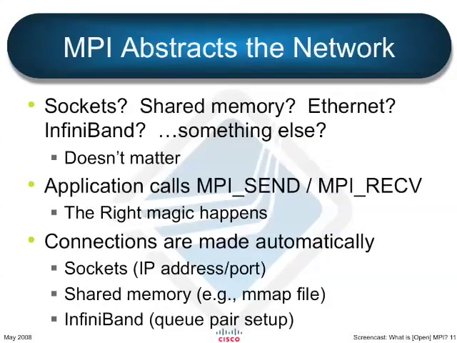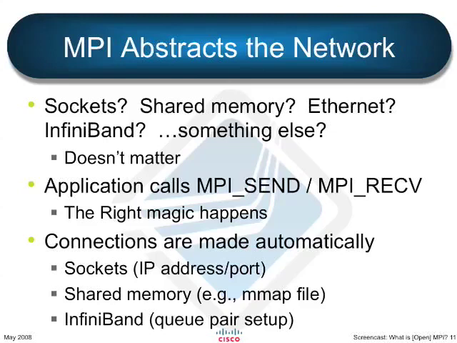Now, as I also mentioned before, MPI abstracts the network, so it doesn't really matter what the underlying network is. Is it sockets or shared memory, Ethernet, InfiniBand, or something else? It doesn't matter. Your application calls some relatively simplistic functions like MPI send and MPI receive, and the right stuff just happens underneath. So whether it's a socket or whether it's shared memory or something else, the right things happen and the bytes move from one process to another.